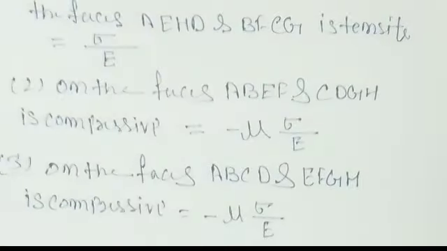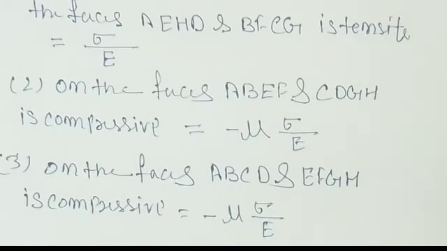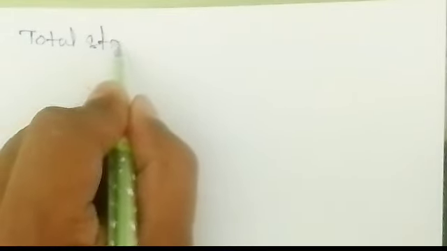So these three strains we got on the side AB because of the stress sigma, right? That is one longitudinal and two lateral, right? So now you can find out the total strain in the cube, right? So total strain is what? Sum of these three strains, right? So you can say the total strain is equal to what? That sum of these strains, that is sigma by E, total strain of AB.